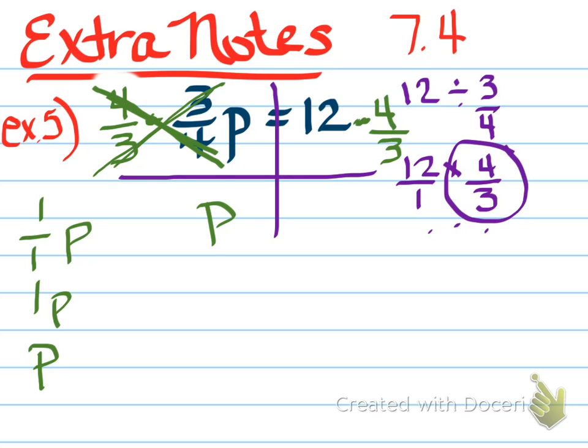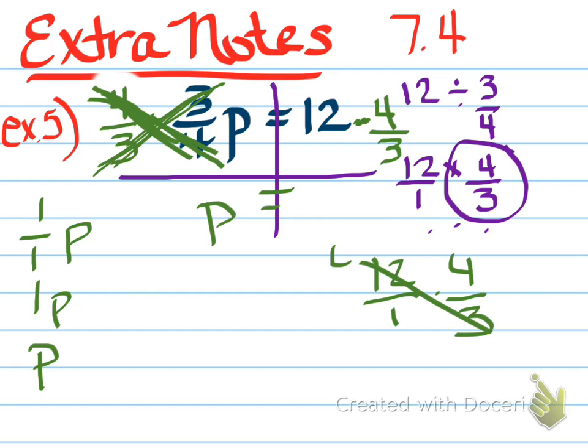So I'm going to multiply this side by the reciprocal, which was 4/3. If you can remember that, multiply by the reciprocal, crisscross applesauce, it's gone. The X marks the spot, it's done. So we get P equals, and then we can work on 12 over 1 times 4 over 3, cross simplify. Here's my 4 and my 1, and then I get 16 over 1, which is just 16.